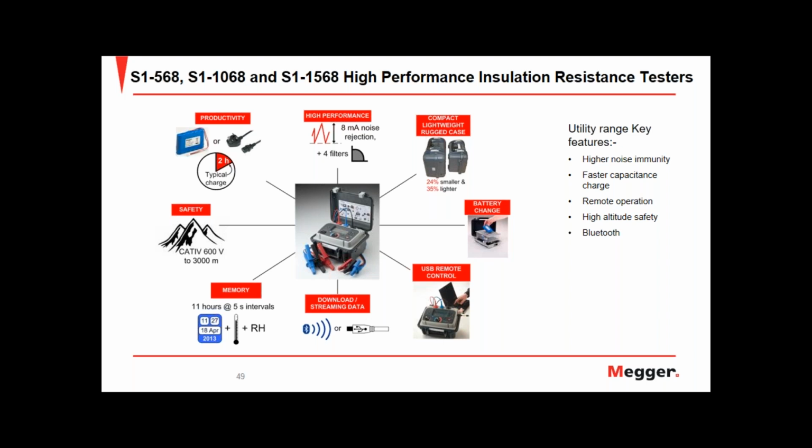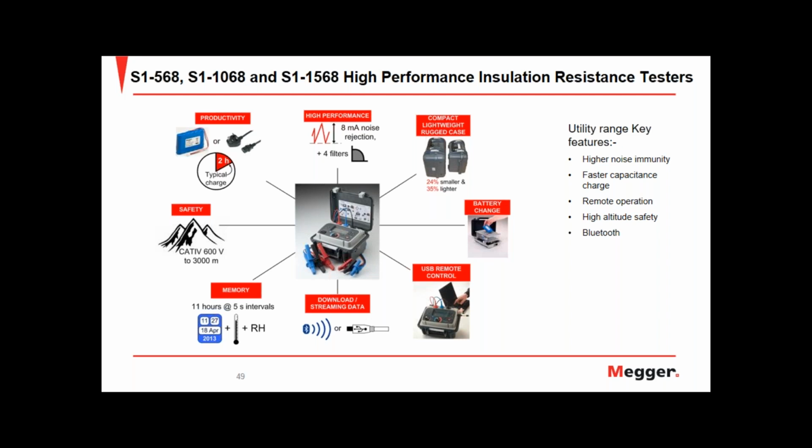Now this high noise immunity is provided by both the hardware and the averaging filters, which have 4 settings. It comes with a compact, rugged case, which is actually a dual case construction. The inner case is a clear fire retardant case. However, once you start adding fire retardant materials to some polymers, they tend to get brittle. So we've added a tough, rugged outer case to withstand the rigors of field testing wherever you go.